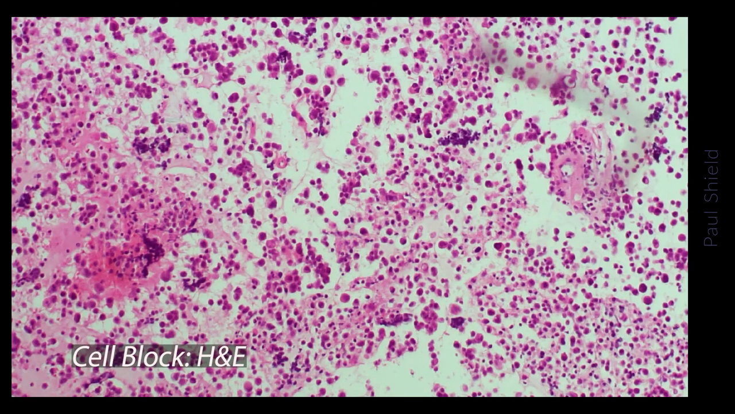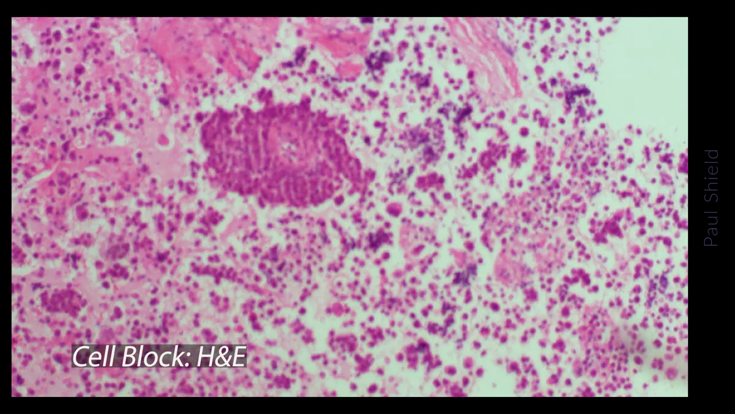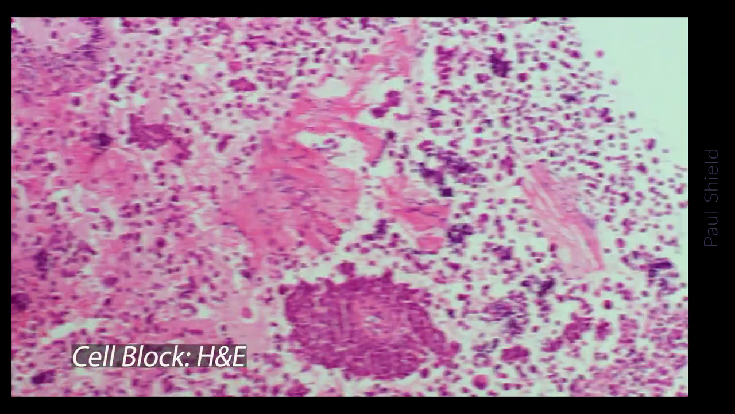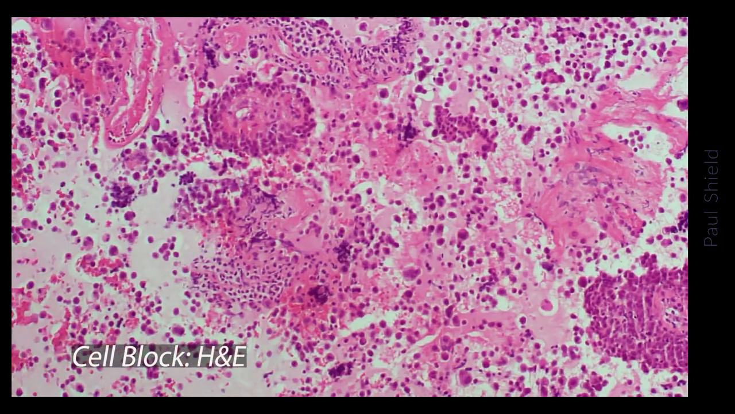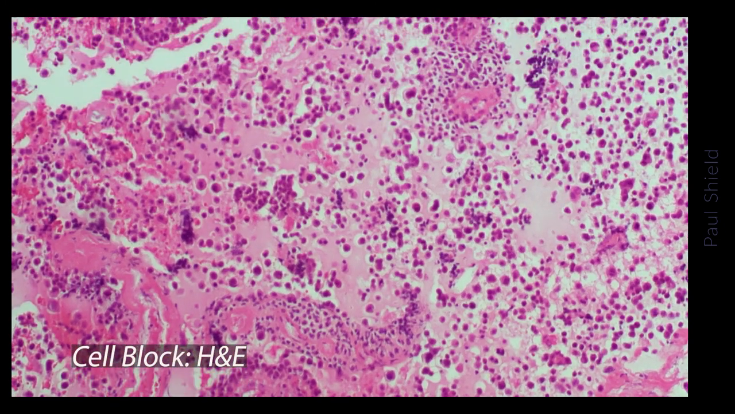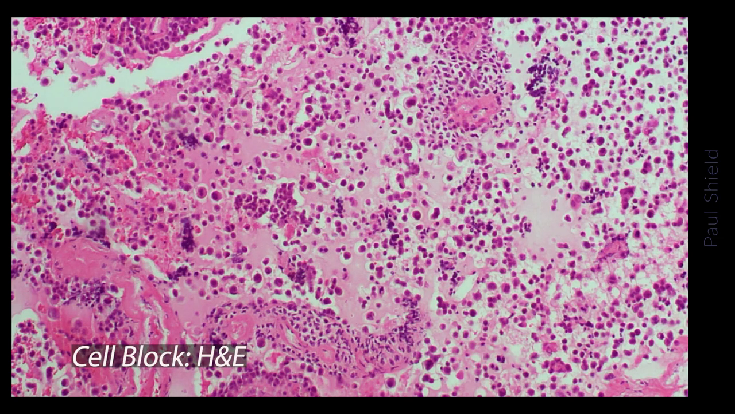Now we had extra material. We did a cell block on that. This is the hematoxylin and eosin stained sections of the cell block, quite cellular as you can see, pretty much the same findings as the cytology. Notice how the tumour is clustered around blood vessels in various places.